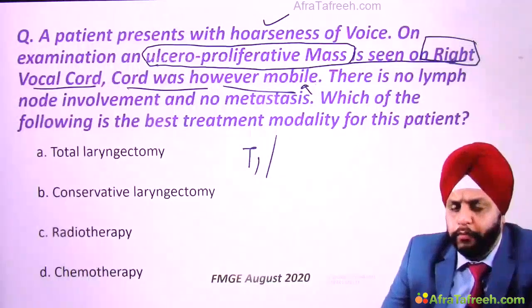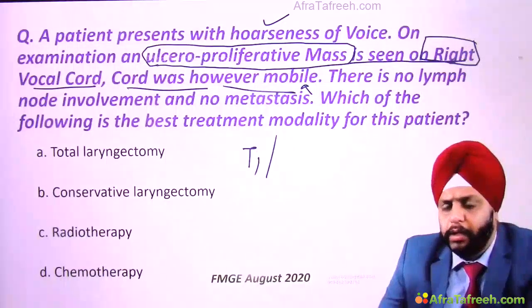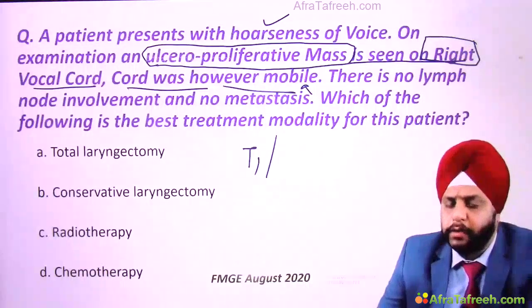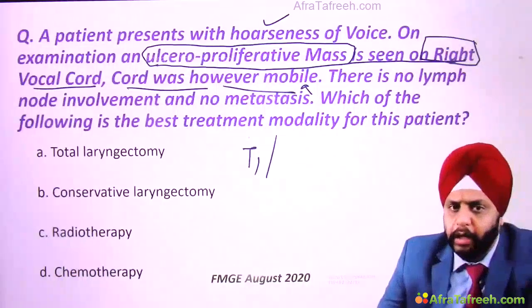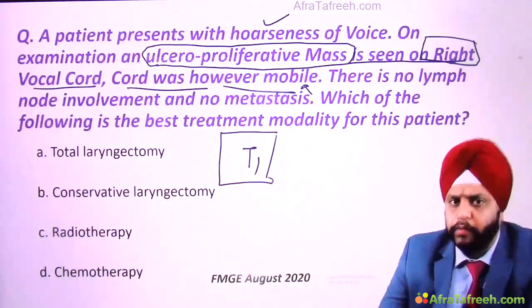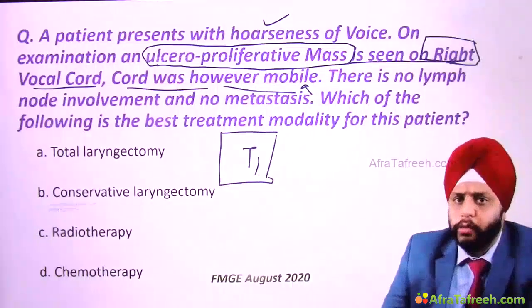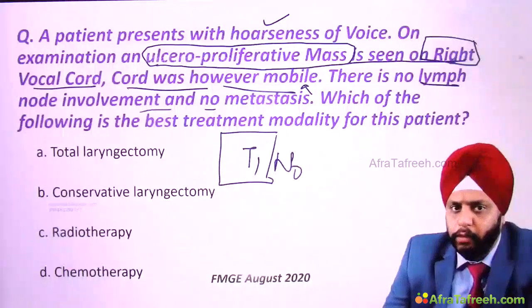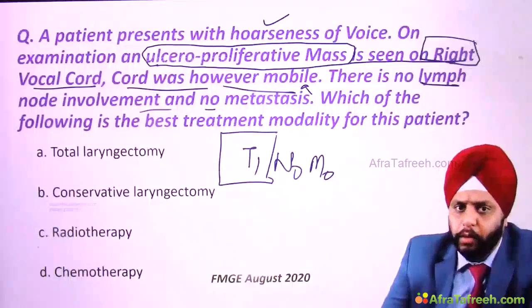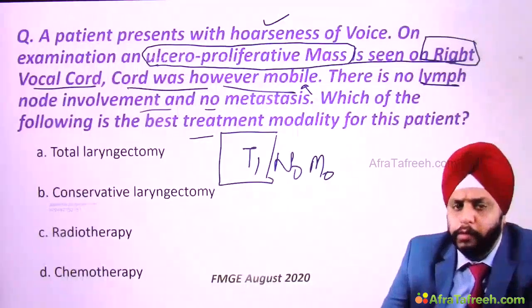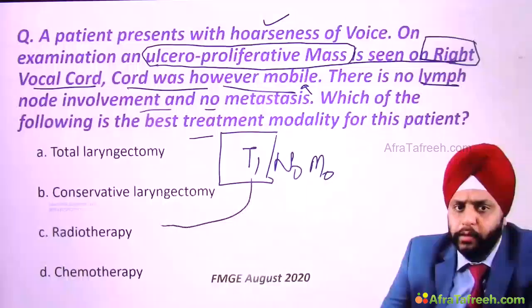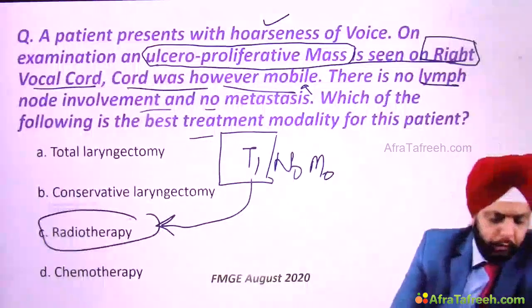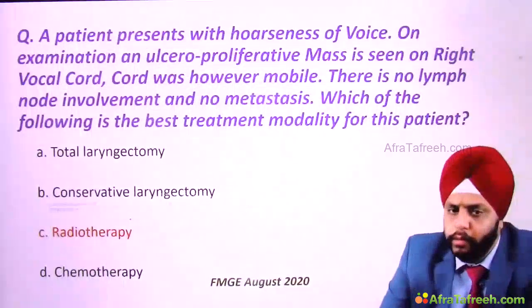They have not mentioned fully mobile or partially mobile, but they have said mobile. We consider it as fully mobile. So when we say mobile, we consider it as a T1 stage, where there is no lymph node involvement and no metastasis. So N0, M0, right? CA glottis T1, N0, M0. Which of the following is the best treatment modality for this patient? We know the best is radiotherapy. That has to be our answer in this question.